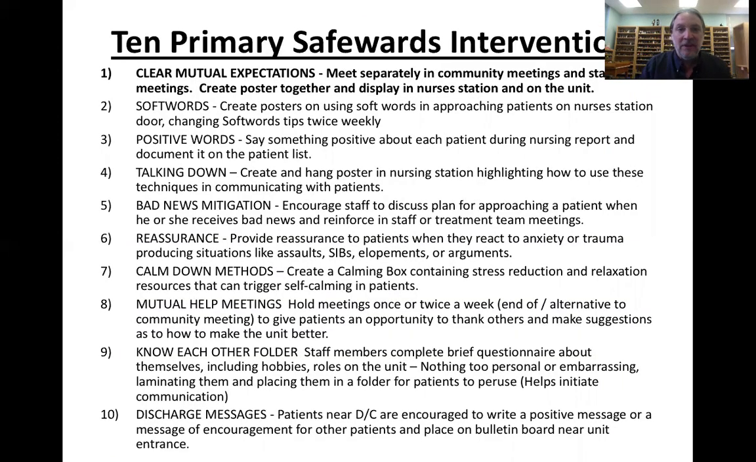So what we have here are the 10 primary Safewards interventions. The way that we've been implementing them is by starting with number 1, as you see in the boldface, these community meetings. There are several of these interventions that are poster-oriented. For example, clear mutual expectations has to do with daily community meetings, and also the creation of posters that go up throughout the unit and the nurses station as artifacts to remind people of the changes that are taking place and to help correct behavior.